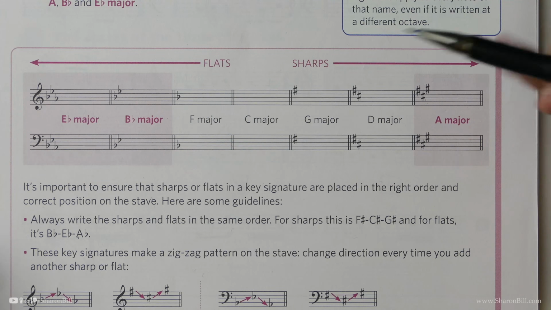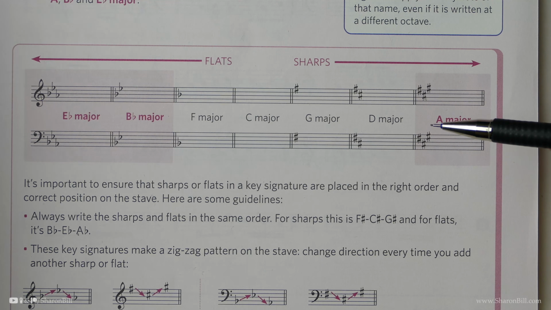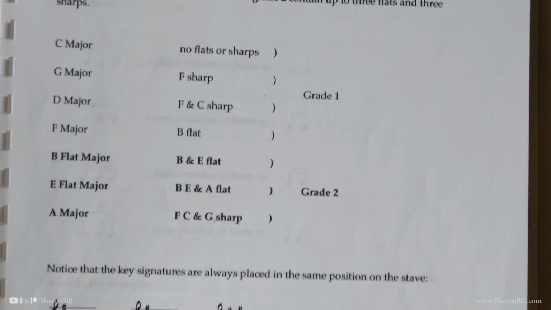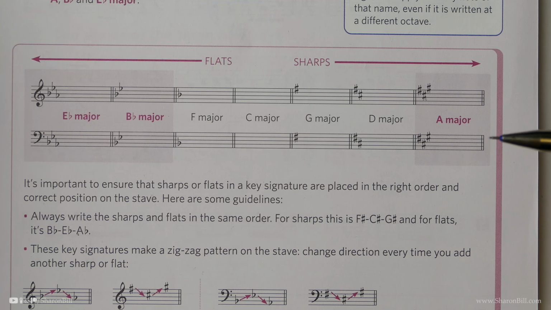If you want a quick reference, of course, all of your key signatures are here, or you can go to my website. If you go to sharonbill.com, and on the PDF information sheets for grade 2, you'll see all of the key signatures there as well.